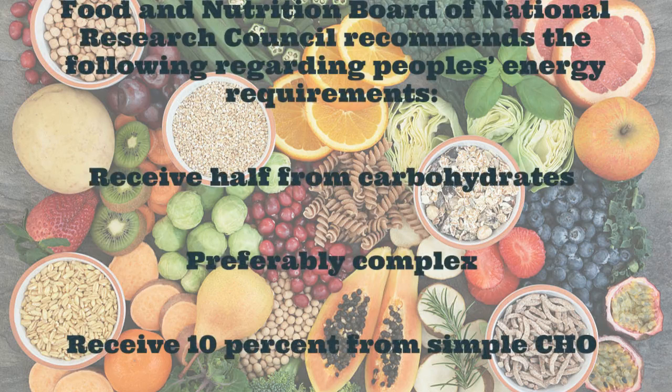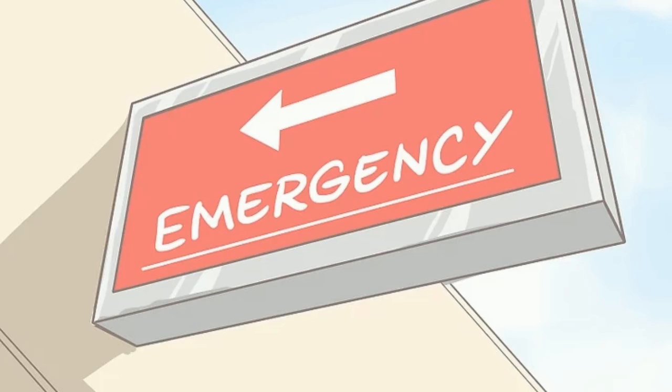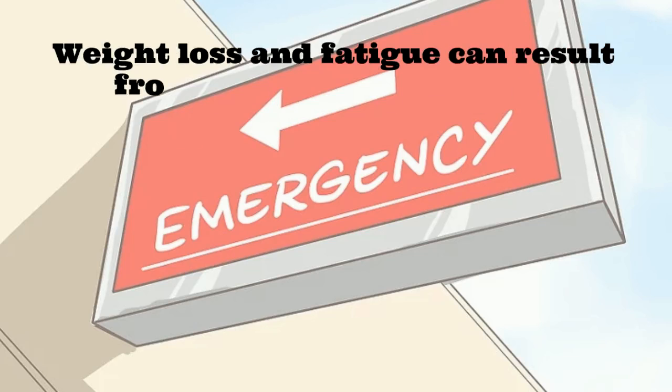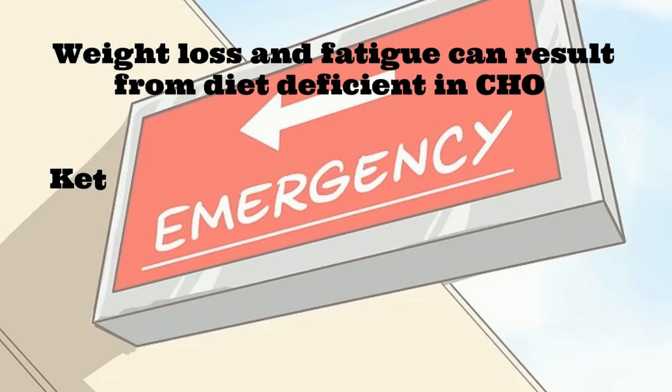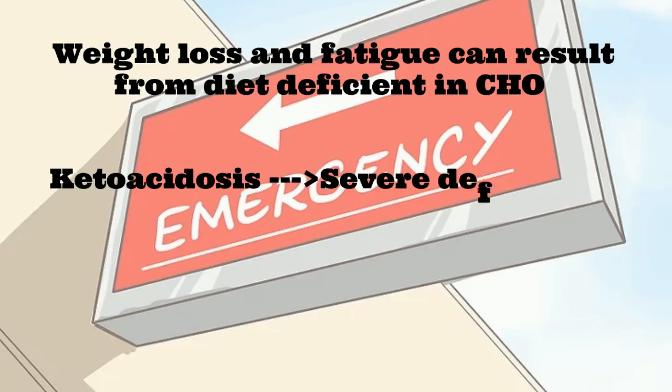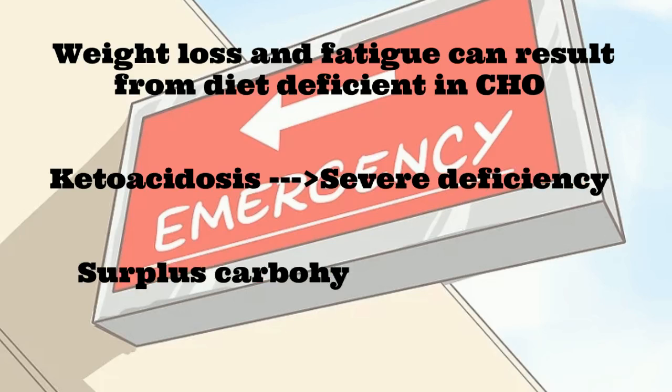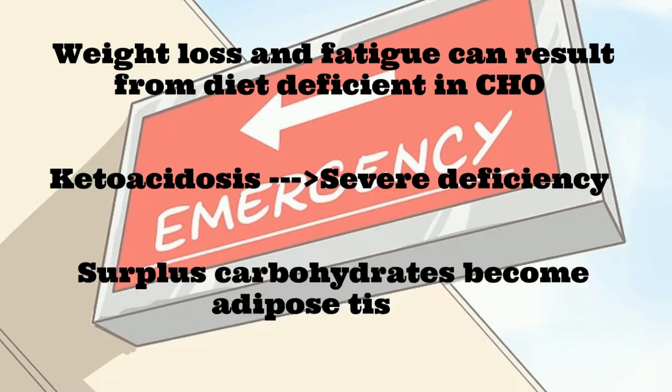It is recommended that adults receive half of their energy requirements from complex carbohydrates and receive only 10% from simple forms of carbohydrates. Weight loss and fatigue can result from diets that are deficient in carbohydrates. In severe deficiencies, ketoacidosis can occur. When there's a surplus of carbohydrates, adipose tissue can form, causing weight gain.